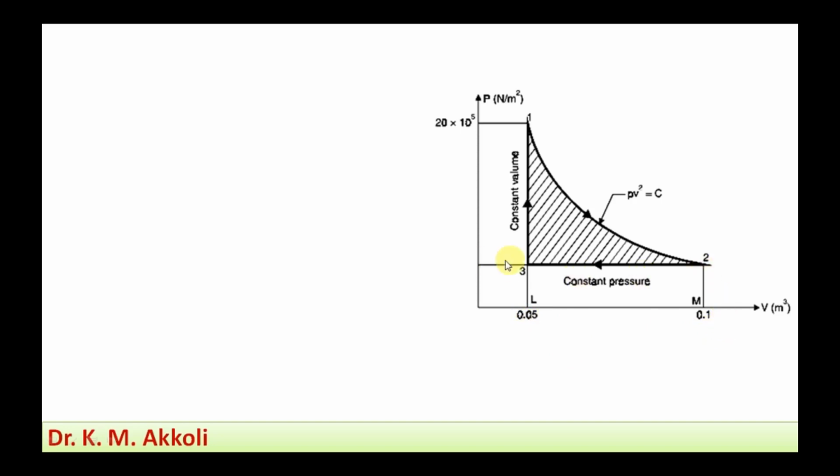Then the 2 to 3 process is a constant pressure cooling process till the piston regains its original position. Here the piston comes to this position. Then the 3 to 1 process is a constant volume heat supply process. The volume remains constant, and then the pressure increases to the original pressure of 20 bar. For these three processes we will find the work done, and the sum of all this work done will give the total net work done.